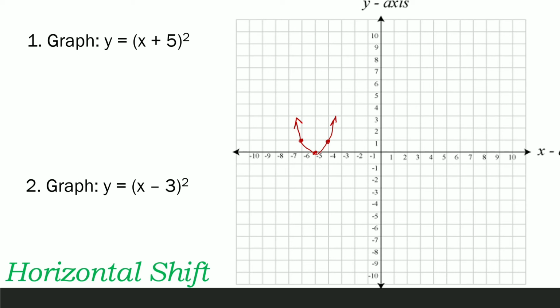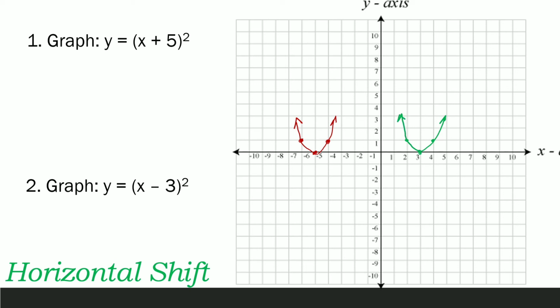Yan ang graph niya. And then, y equals (x minus 3) squared. Ibig sabihin, 3 units to the right from the original y equals x squared vertex. Andito na ngayon ang vertex ng ating parabola. So, let us put some points. Yan, yung points na yan, ulit.